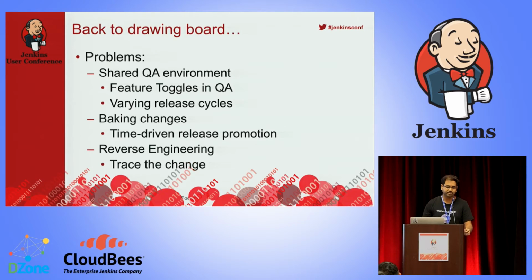Then reverse engineering. One of our goals, if you remember, is improving our developer productivity. Because of this pipeline, things were found in production, people debugged in QA, and a lot of time was getting wasted for developers. Tracing the change was painful. So how did we go about solving them?